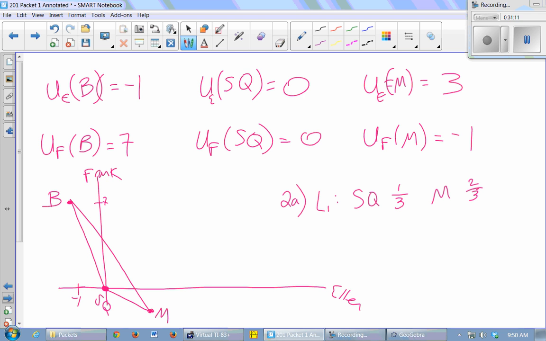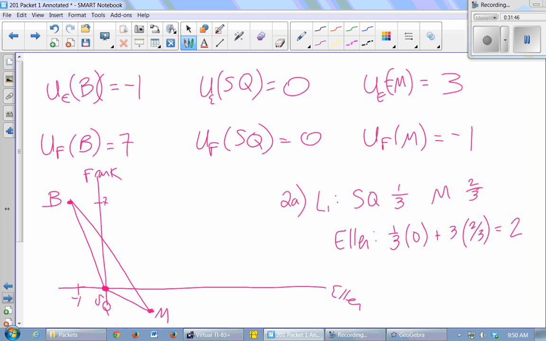Okay. So the status quo is 1/3, the mountains is 2/3. So for Ellen, we multiply her status quo score times 1/3 plus her mountain score times 2/3. Right, so we're giving 1/3 of a chance for the status quo, 2/3 of a chance for the mountains. Multiply those by her utilities, and you end up with 2 hearts. Right. So if we used this lottery, Ellen would love it, 2 hearts.